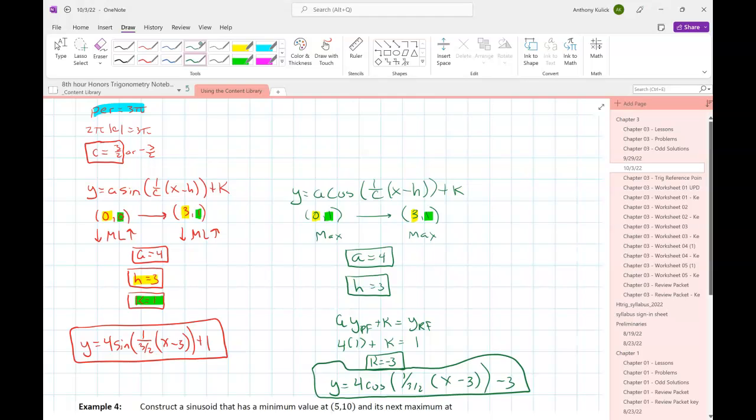We feel okay on that? Now, if you had your choice, which one of those was easier to deal with? The sine one, right? If you're not told which one to do, I'd pick sine because finding the k was just a little bit easier. We basically got it for free. You know what I mean?